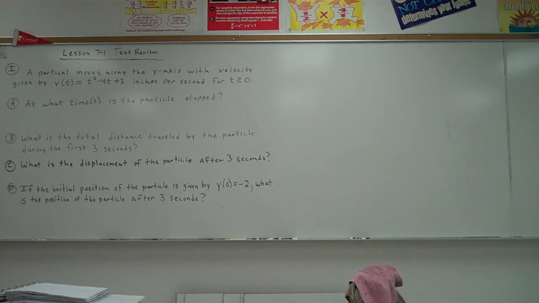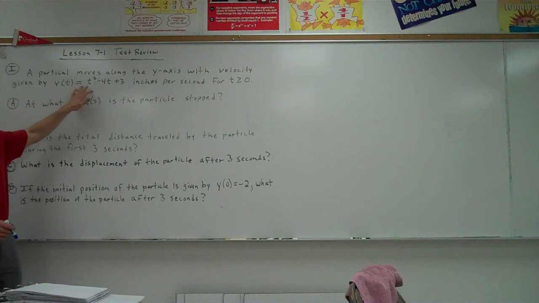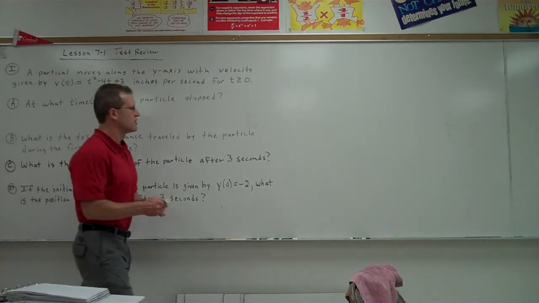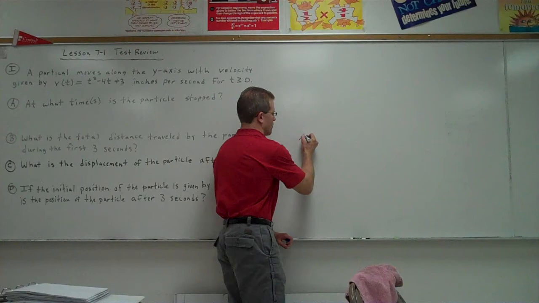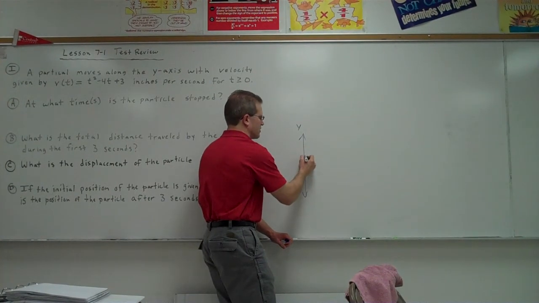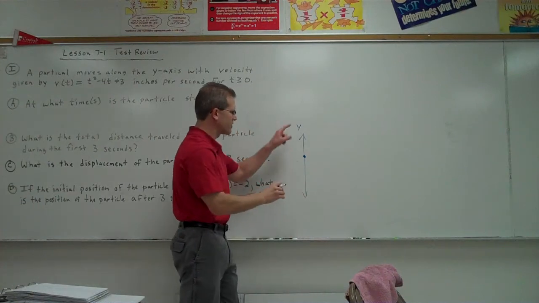All right, this is lesson 7.1 test review. Number one here, a particle moves along the y-axis with the velocity given by this equation, v of t equals t squared minus 4t plus 3. That's in inches per second, and t has to be greater than or equal to 0. So we have a y-axis here. We have a particle on that y-axis, so it's going to be moving up and down.